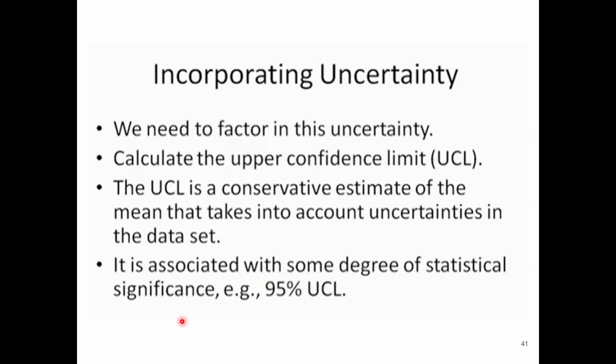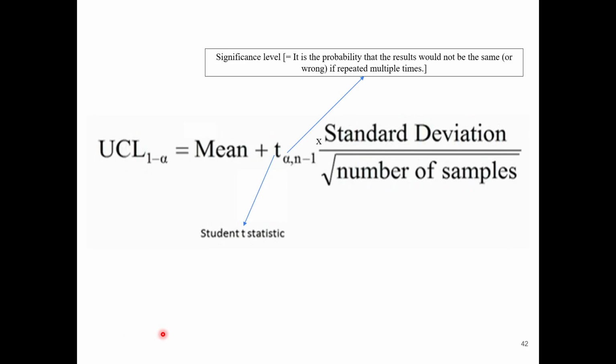So alpha here is 5%, and confidence level is 100 minus 5, that is 95%. So basically this is the equation for calculating UCL. UCL 1 minus alpha is equal to mean plus T alpha, n minus 1, into standard deviation by square root of number of samples.